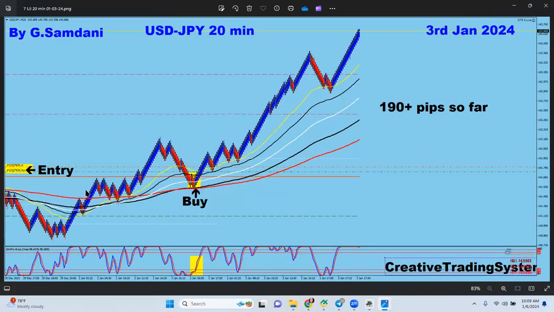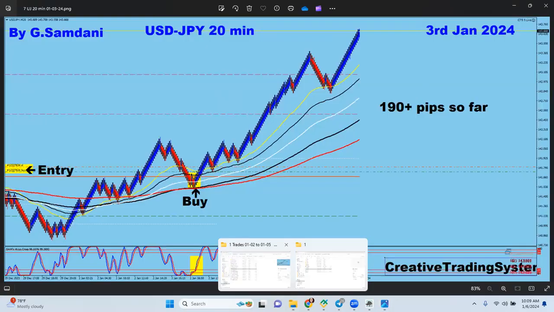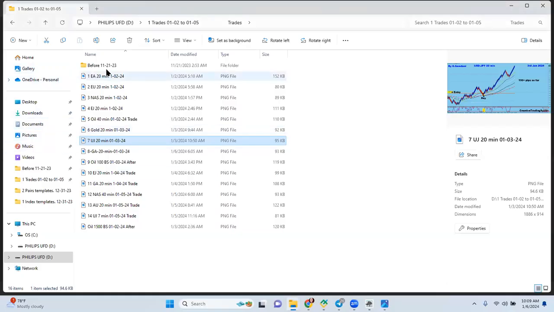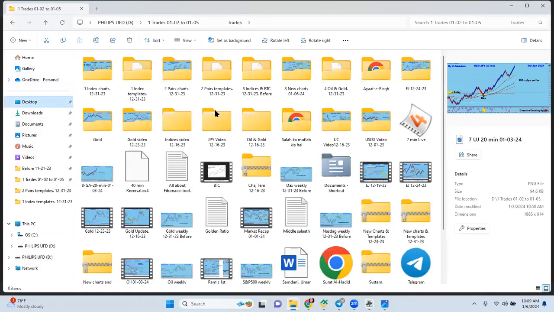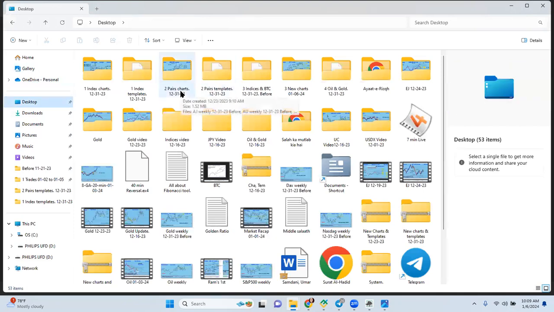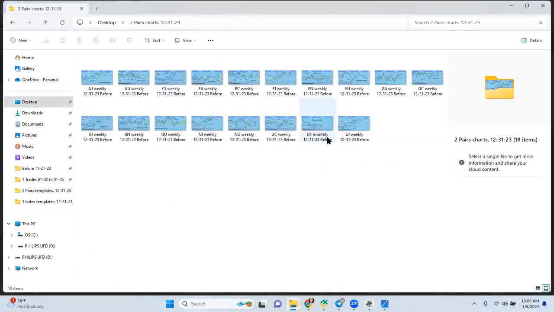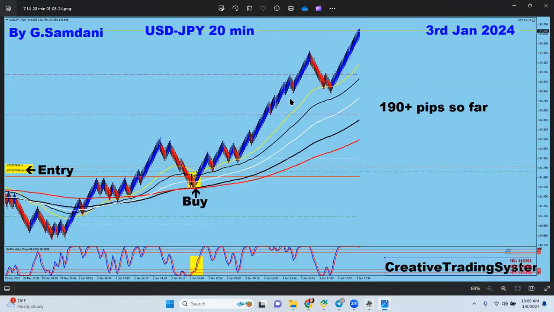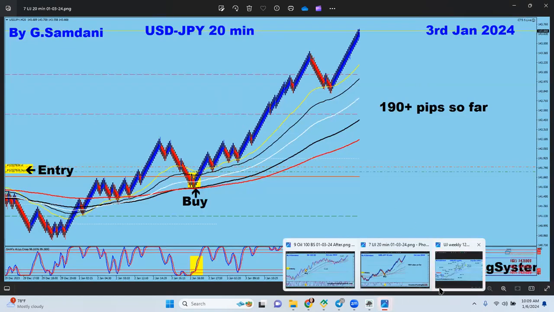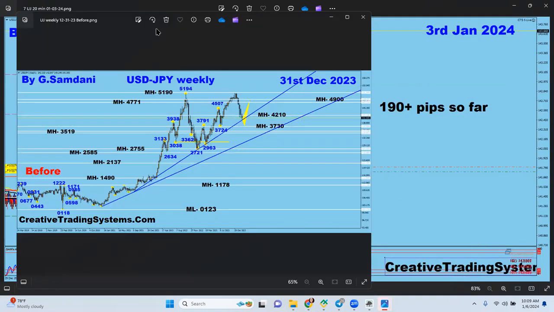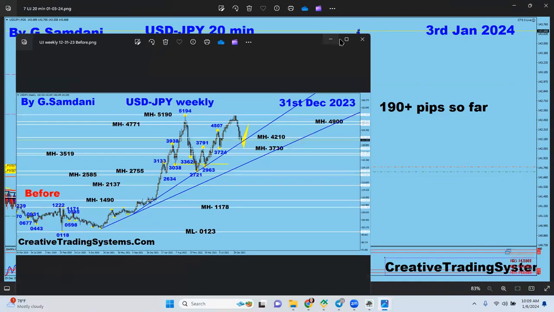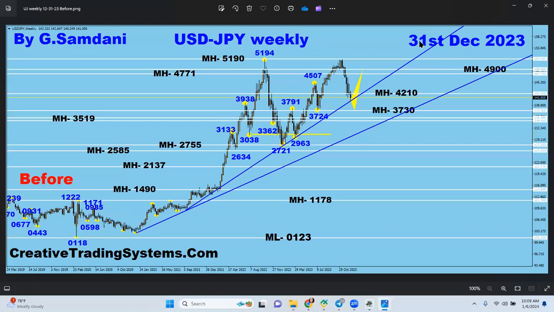Let me see if I have the chart here. Let me get it quickly so I can show you why I went long on this one. Over the weekend, I made some charts and gave them to my subscribers. So this was the chart I made over the weekend, noting that December 31st was Saturday. That is going to go to the upside, USD yen.